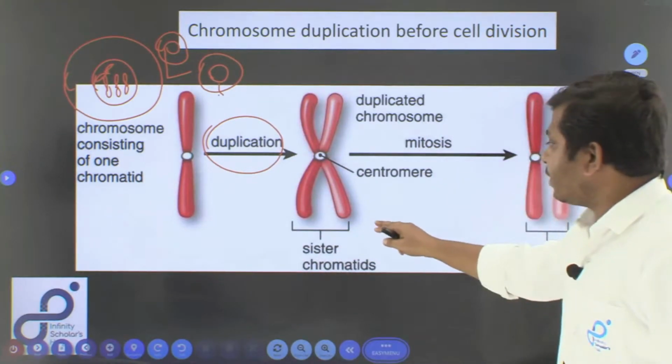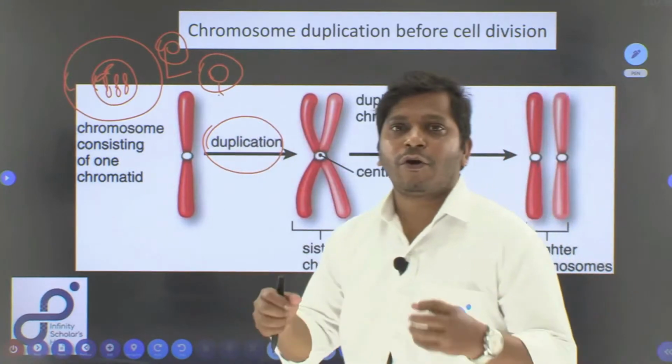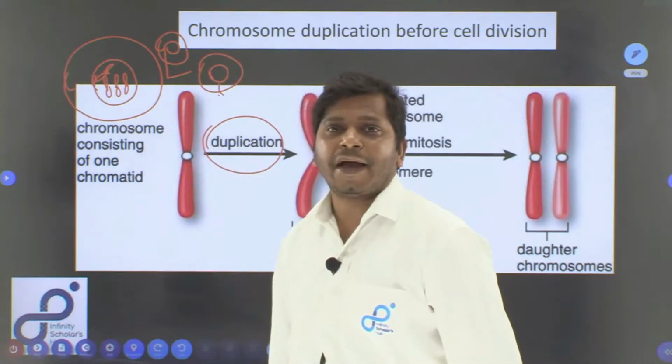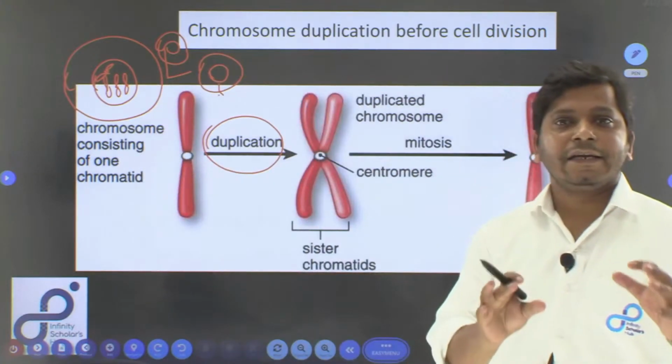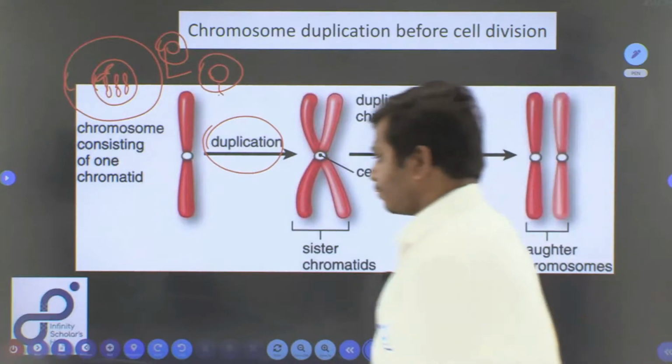If chromosome duplication does not happen, the daughter cells will not get exactly the same amount of chromosomes as the parent cell. Here, whatever number of chromosomes the parent cell has, exactly the same number remains in the daughter cell. Clear?